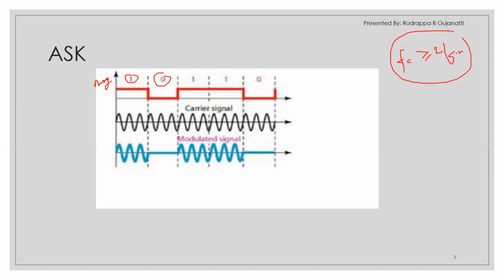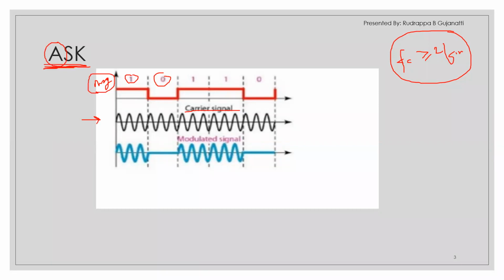This condition has to be satisfied. So now here we are considering the carrier signal. Now what happens in amplitude shift keying? The name itself tells that you have to alter the amplitude of the carrier with respect to the message signal.